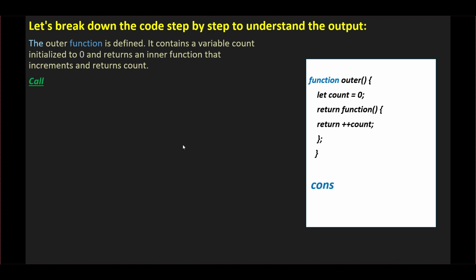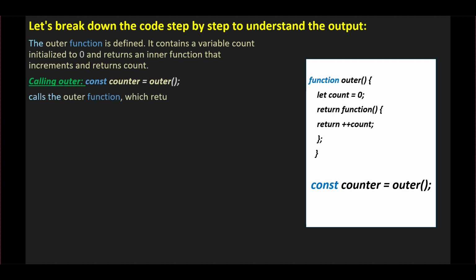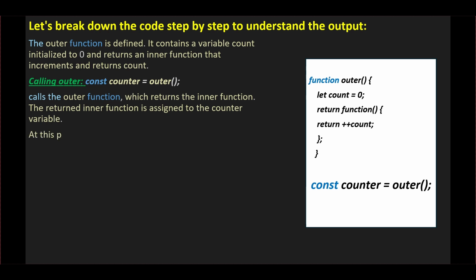Step 2 is calling the outer function. So when outer is called, it returns the inner function, which has access to the count variable defined in the outer function scope. This concept is known as closure. The counter variable now holds a reference to this inner function.